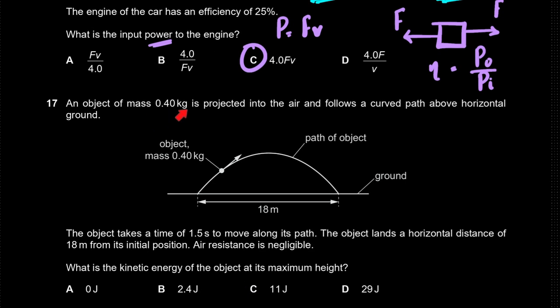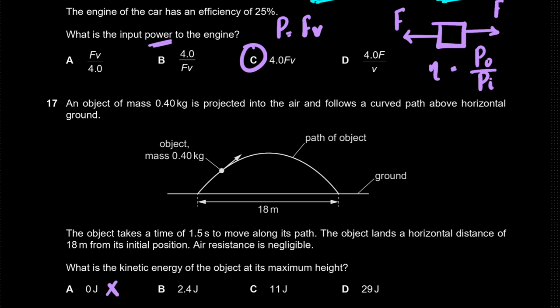An object of mass 0.4 kg is projected into the air and follows a curved path above horizontal ground. So obviously projectile motion. The object takes a time of 1.5 seconds to move along its path. The object lands a horizontal distance of 18 meters from its initial position. Air resistance is negligible. What is the kinetic energy of the object at its max height? Very obviously, it can't be zero, because this is not a case where we are just throwing an object up in the air that it actually comes to rest. Here the idea is that even though the vertical component of the velocity will be zero, there's the horizontal component which is taking it through here.